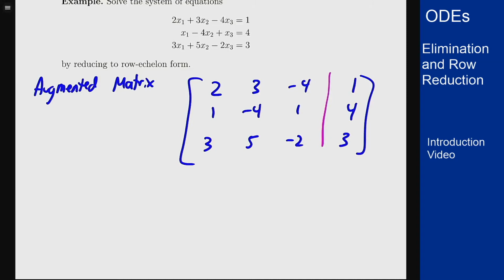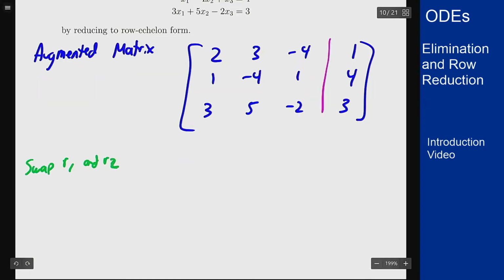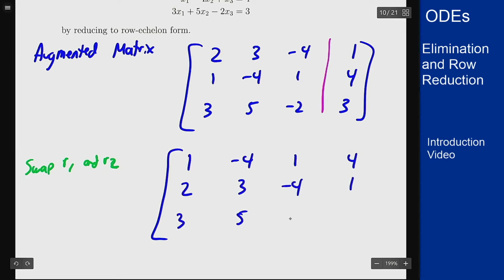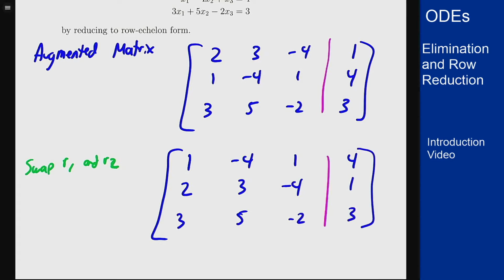So swapping rows, I could leave it just like this, but for convenience, because I see a 1 here, I'm going to swap rows 1 and 2. And this will give me a matrix 1, minus 4, 1, 4, 2, 3, minus 4, 1, 3, 5, minus 2, 3. Now I already have a 1 in the first slot, so I can skip step 2.